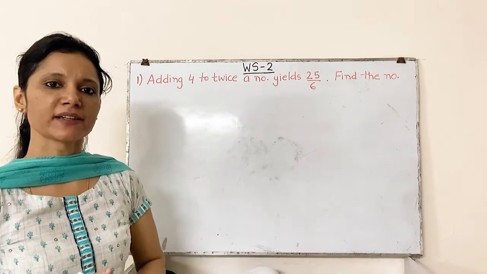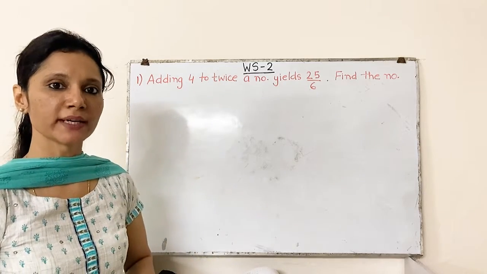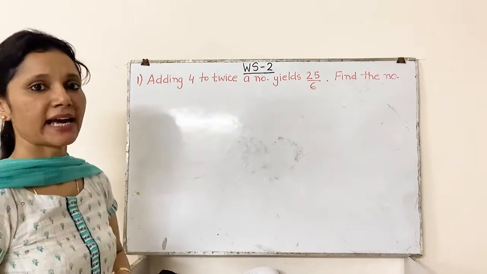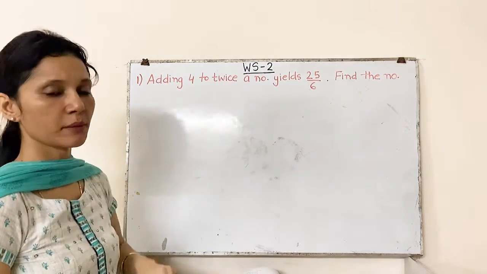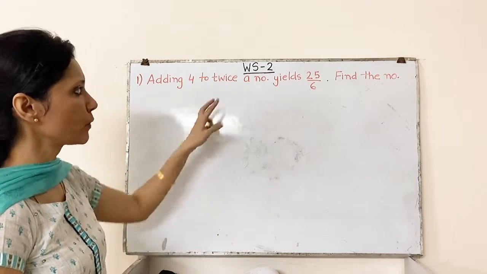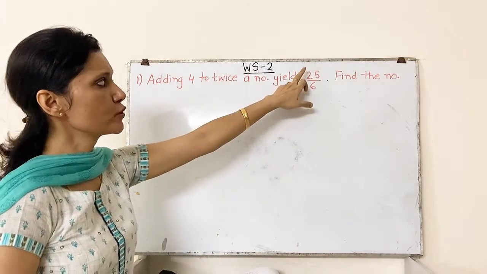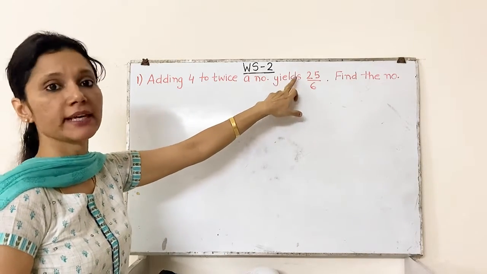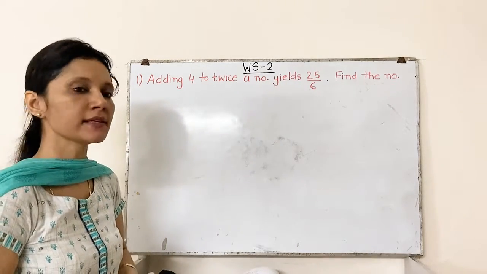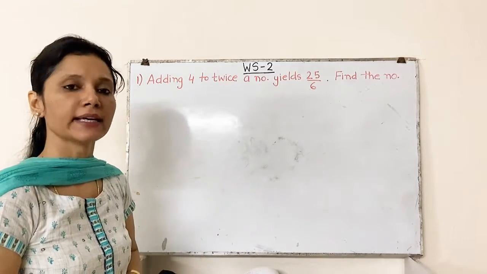So children, let's start with our worksheet 2, question number 1. The question is: adding 4 to twice a number. When 4 is added to twice a number, it yields 25 upon 6. Yields means it gives 25 upon 6 as the answer. So we have to find that number.